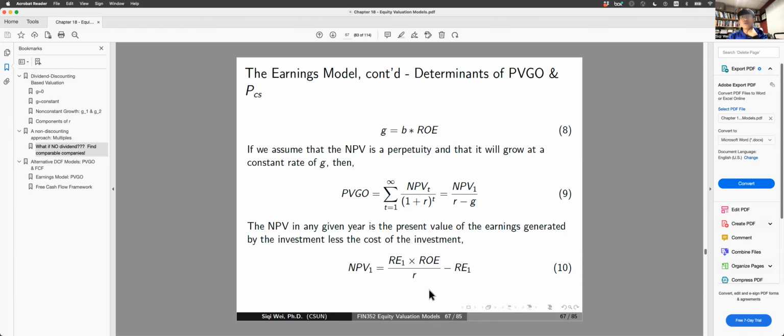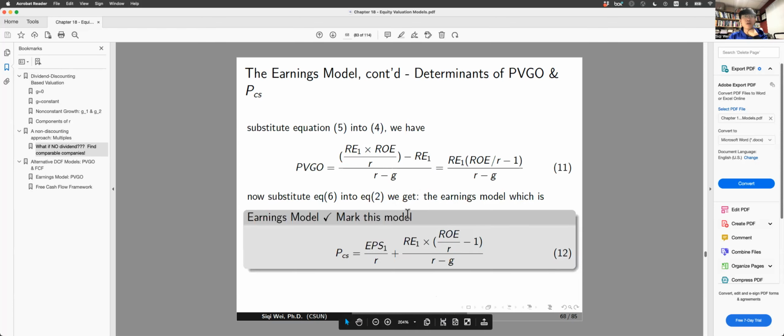Okay, and when you do some kind of a mathematical rearrangement, you can sort PVGO into this format: return earnings multiplied by a factor divided by R minus G. You can see it's very familiar, right? It just looks like a Gordon dividend growth model.